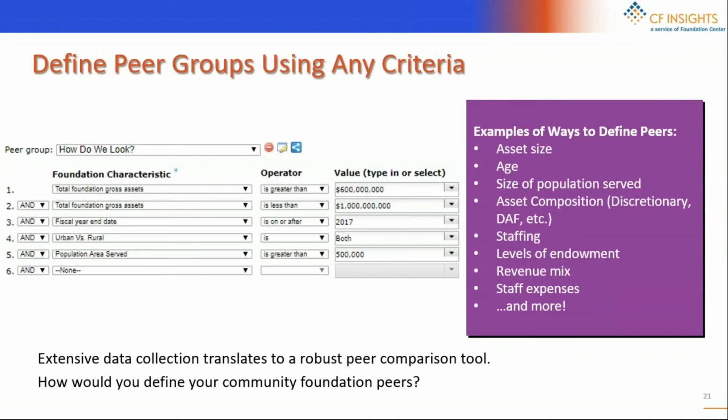And this is what a peer group query can look like. There are several different ways that you can define your peer group. You can query peers on asset size, on the size of the population that they serve, their focus on donor advised funds, their level of staffing, even by function. So, number of finance staff, number of admin staff, levels of endowment, and so many others. So again, every one of our data points can be used as a characteristic as you define your peer group on our database. I also want to mention that the peer group query tool, a screenshot of which is what you're looking at right now, and the on-demand reports that we maintain run on live data.